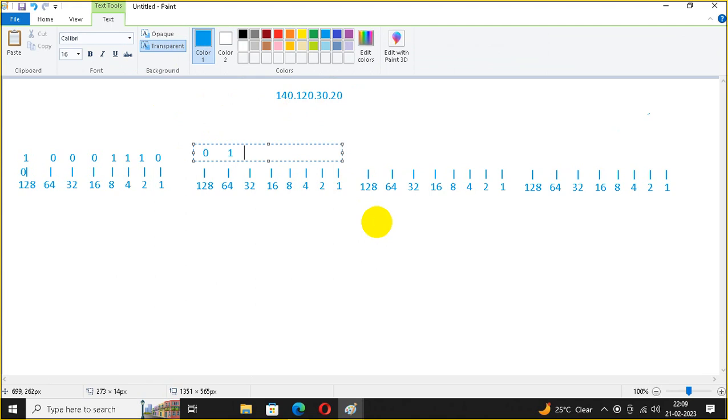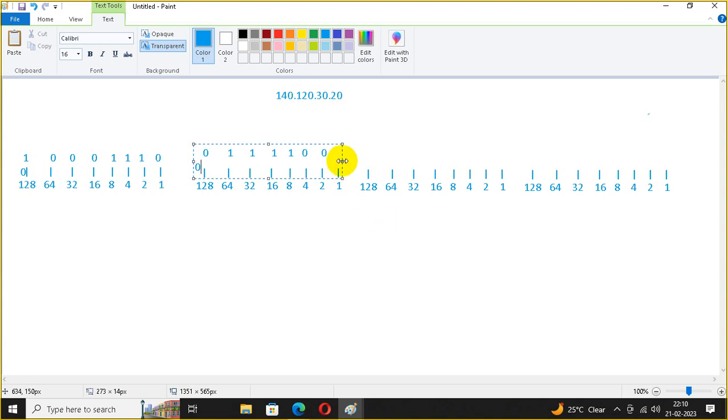0, 1, 0, 1. Then 32, 16, 8. How much? 64 plus 32 is 96. 96 and 16 is 112. 112 and 8 is 120. And the rest will be 0.